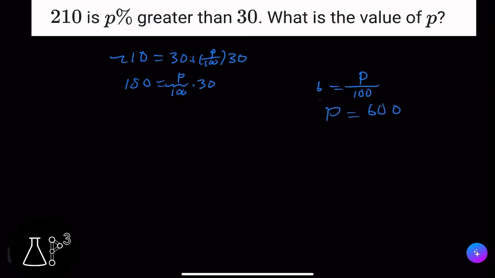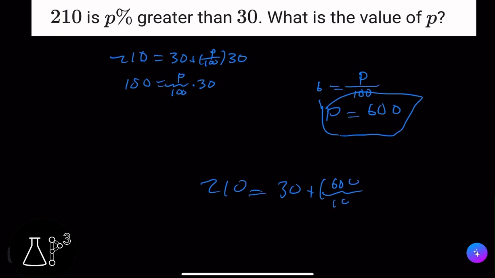And this is my answer, p equals 600. Because if I plug that into the equation, I'm going to get 210 equals 30 plus 600 divided by 100 and multiplied by 30. And then 600 divided by 100 just equals 6. So we're going to get 30 plus 6 times 30, which equals 180 plus 30, which equals 210. So therefore, my answer is 600.